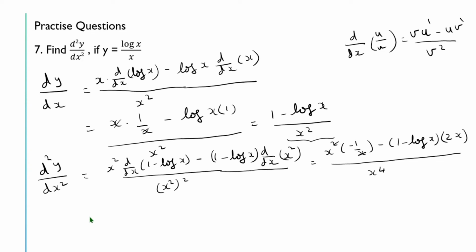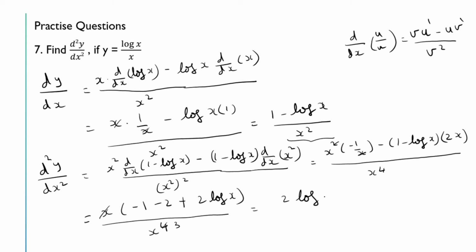So this is equal to, here x is common, we can take it outside. So x into (minus 1 minus 2 plus 2 log x) divided by x raised to 4. So here x by x raised to 4 we will get x cube. So this is equal to (2 log x minus 3) divided by x cube.